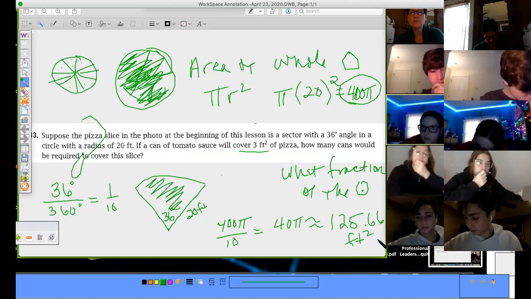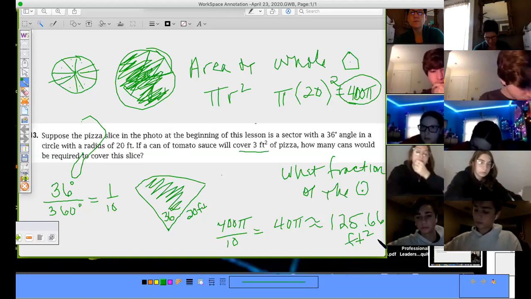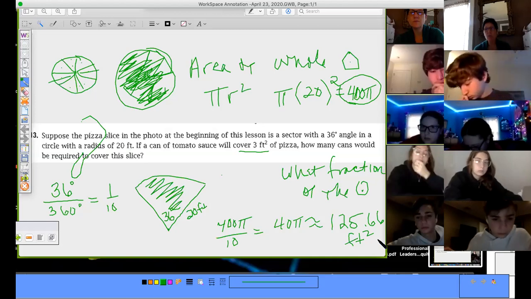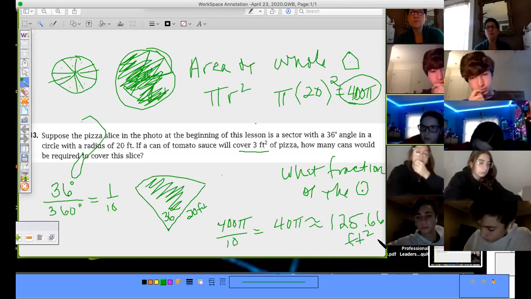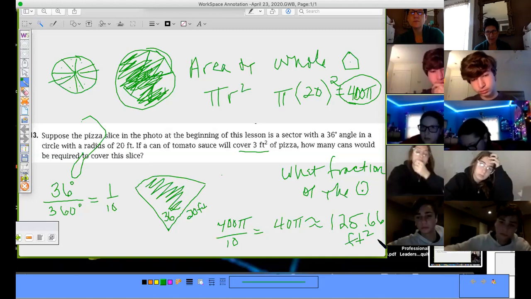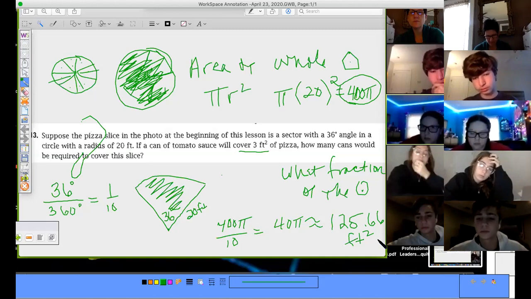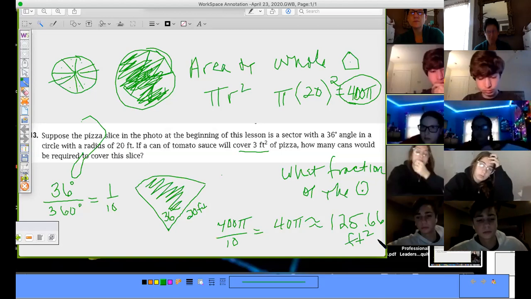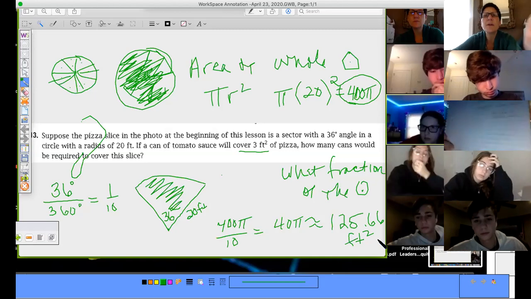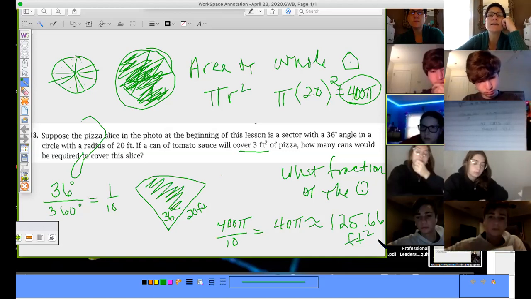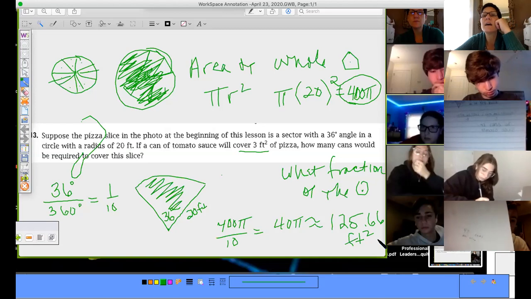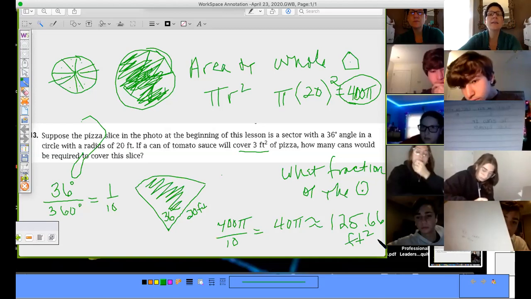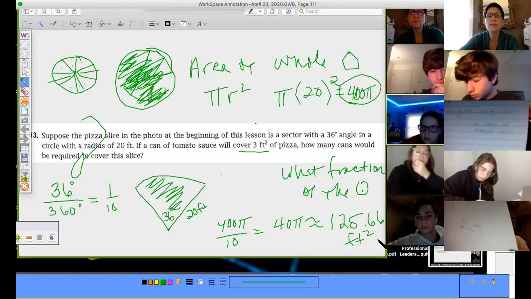I'm gonna find a picture while you guys do that. So think about how you would go about determining, you have 125.66 square feet of space to put tomato on, and each can covers 3 square feet of tomato sauce. So if I said to you, how many cans are you going to need? Can you all hold up your answers nice and big so I can see them, because I can't see anything. All right, I'll wait for Sammy and Harrison to finish. Think about how you're going to go about it.